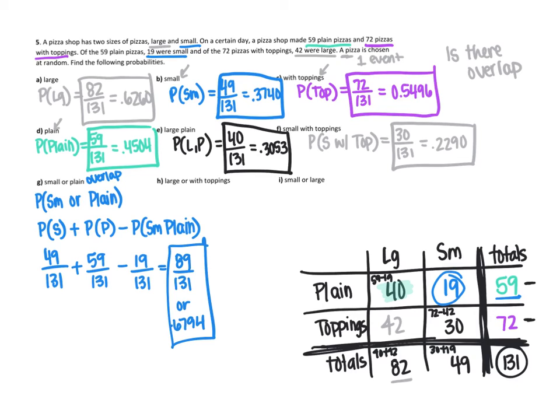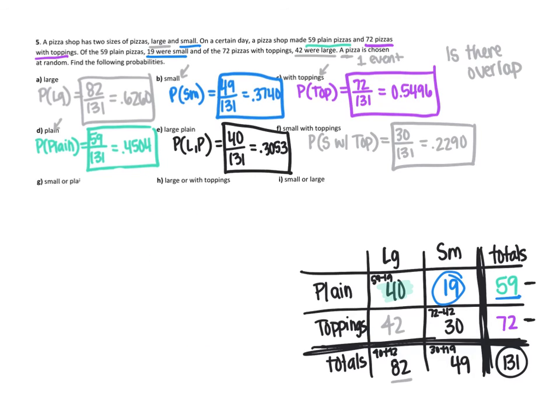Okay, so we're going to try H. I'm going to erase this. All right, so this is asking the probability of large or with toppings. So again, I have to think about, is there overlap? And there is overlap. I can have a large with toppings, so I'm going to count that twice. So it's going to be the probability of a large plus the probability of toppings, but I have to subtract out the probability of large with toppings, so where they overlap.